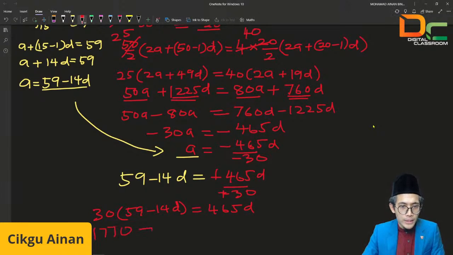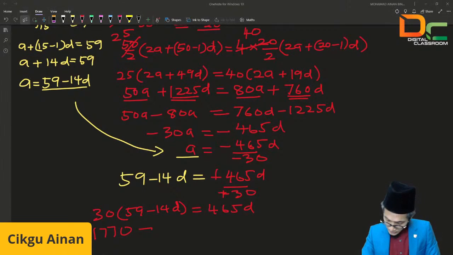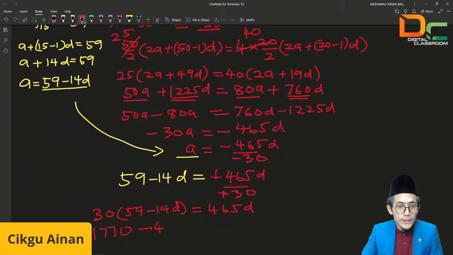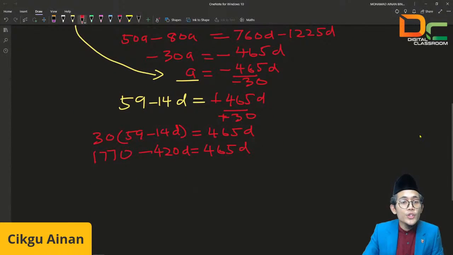1770 minus 30 multiplied by 14. Okay, multiply 30 by 14, 420, 420D, 465D. Okay, let's continue over here. We group the D together. So 465D plus 420D, then this one is 1770.